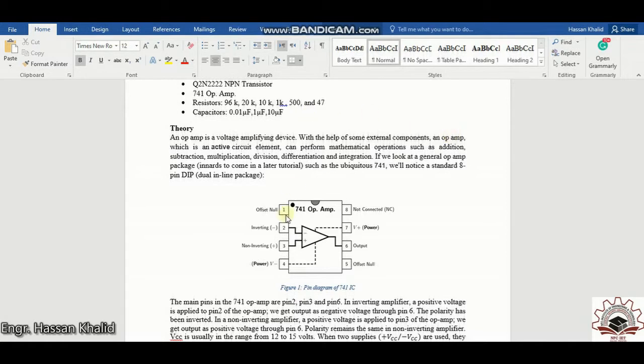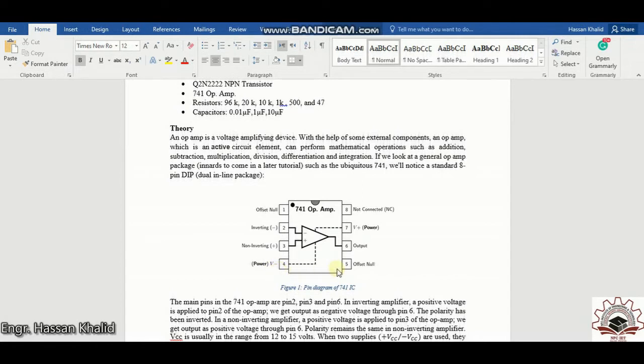This is the basic structure of the 741 operational amplifier IC. It has 8 terminals, and there are 2 inputs. One serves as the inverting and the other as the non-inverting input, and there is only one output, at pin number 6. There are 2 biasing power supply pins: pin number 7 carries the positive biasing, and pin number 4 is the negative biasing.